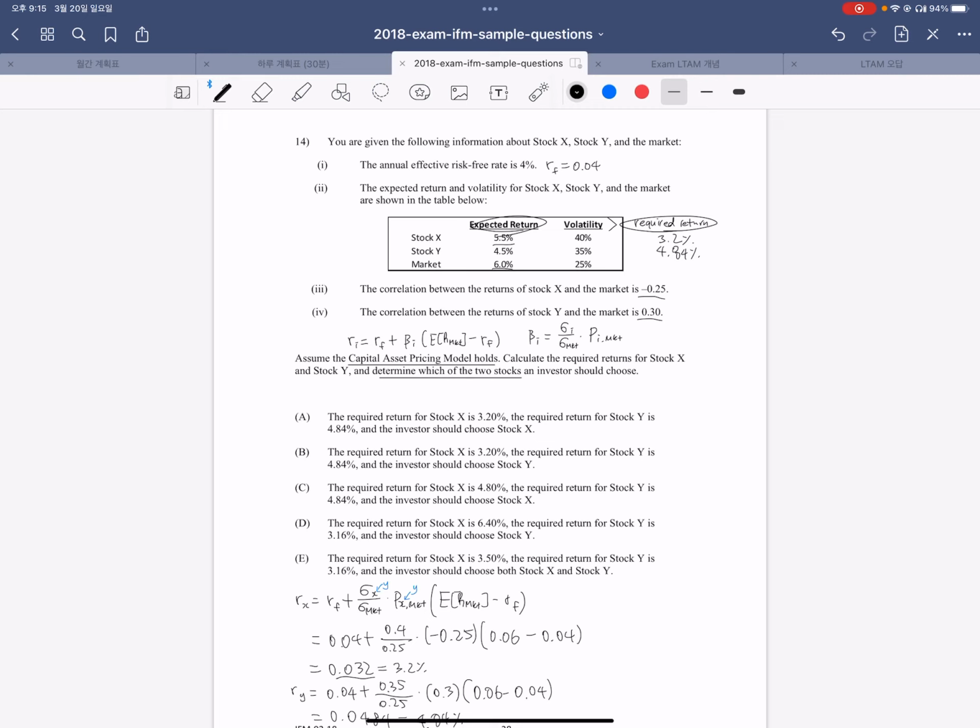So, looking at the answer choices, required return for X is 3.2%, so we can cross out C, D, E. And as I mentioned earlier, the investor should choose stock X because the expected return is larger. So the answer is A.